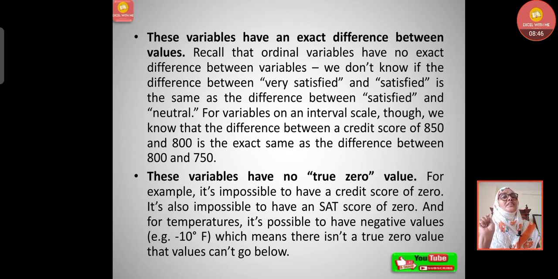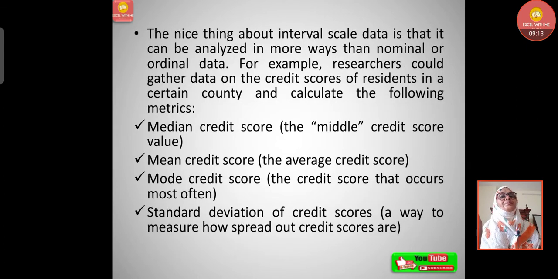Now these variables have no true zero value. For example, it's impossible to have a credit score of 0. It's also impossible to have an SAT score of 0. And for temperature, it's possible to have negative values. Example, minus 10 degrees Fahrenheit, which means there isn't a true zero value that values cannot grow below.